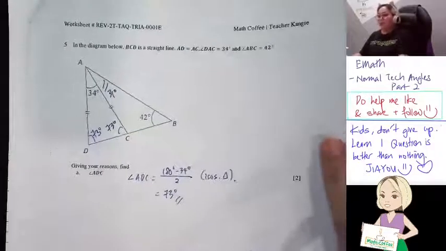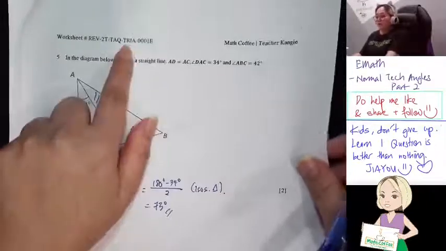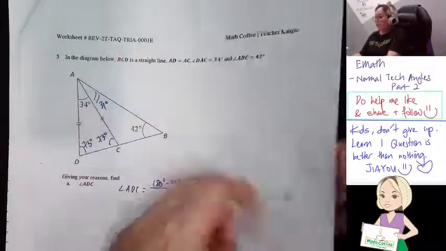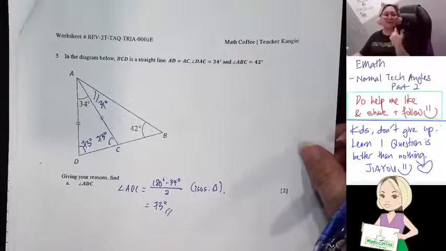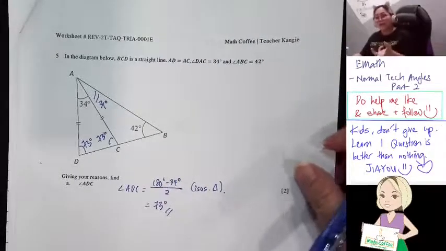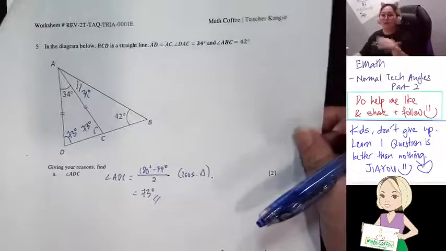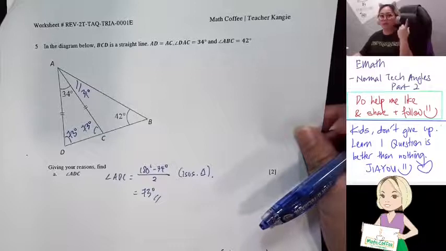So basically this worksheet is mostly about triangles. You can see this is the topic for triangles. A lot of the reasoning is all about angles in a triangle, isosceles triangles. The previous one was more on parallel lines, the one that we did last Wednesday.